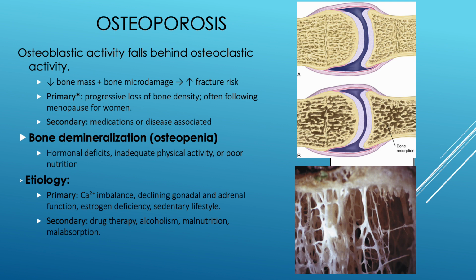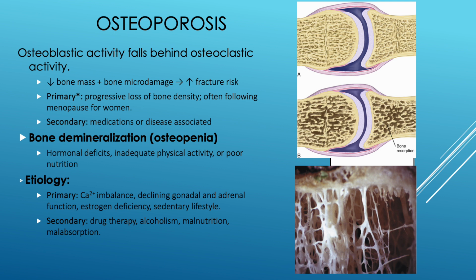Osteoporosis, again, is characterized by reduced bone mass and microdamage, leading to increased fracture risk. It can be primary, which is age-related, or secondary to underlying conditions or medications. Primary osteoporosis is more common and often occurs postmenopausally in women and later in life in men. Secondary osteoporosis can be caused by medications, diseases, or other conditions affecting bone health.